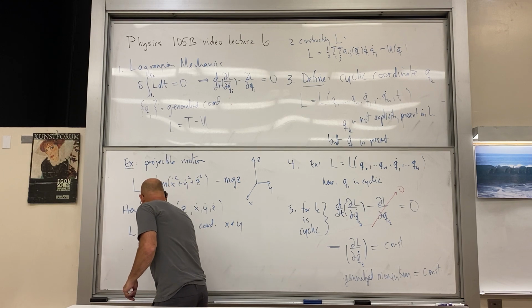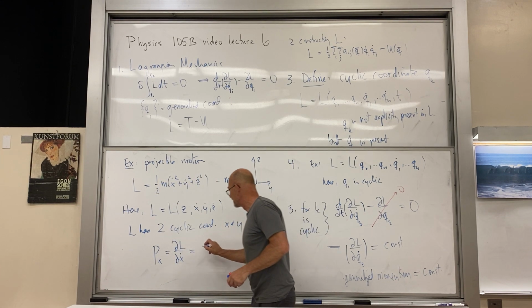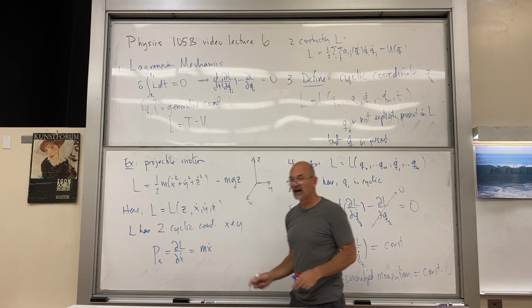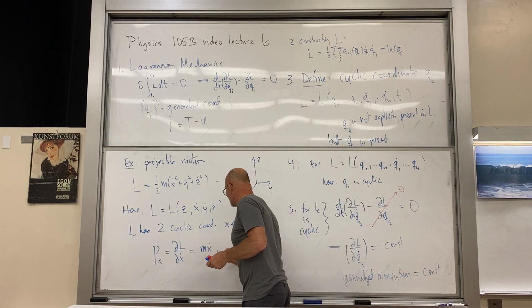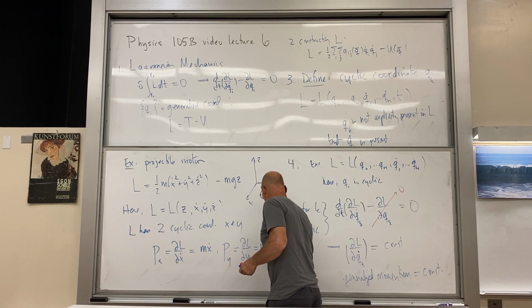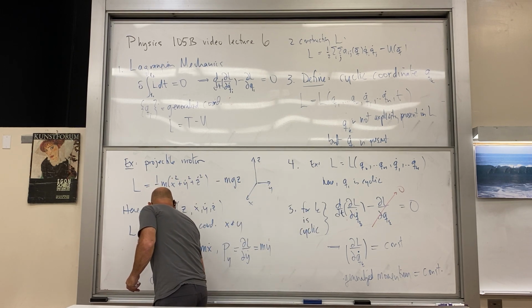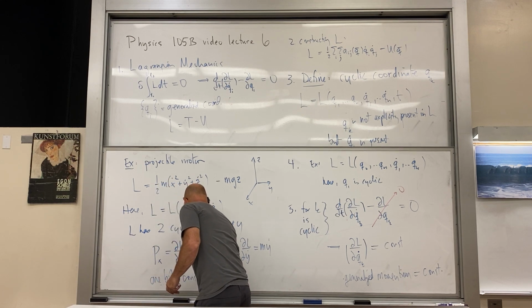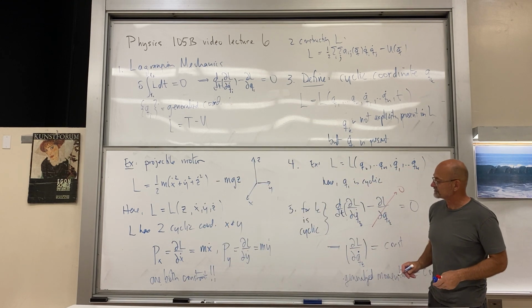So P sub x equals dL/dx dot. What is dL/dx dot? m x dot, okay? m v sub x, that's the linear momentum, the x component of linear momentum. P sub y equals dL/dy dot, m y dot. Both constant!